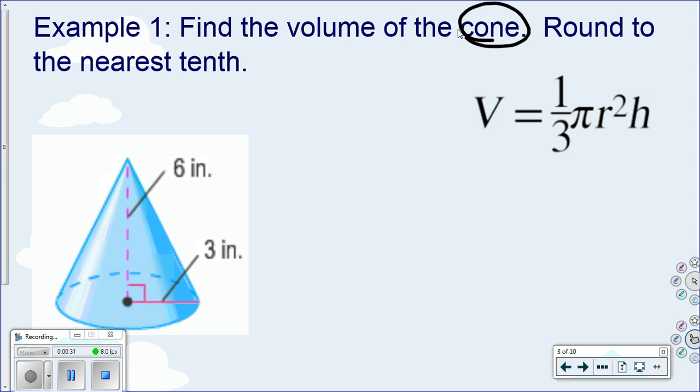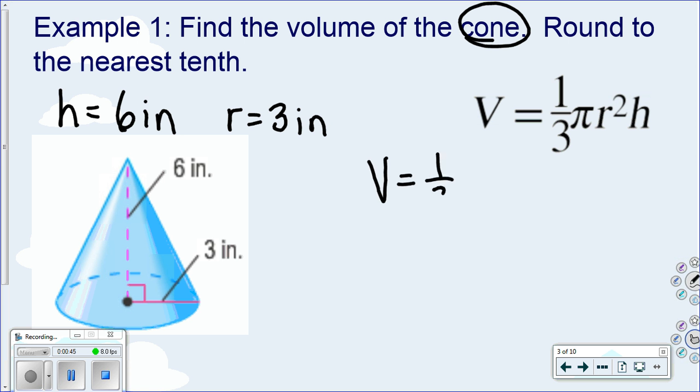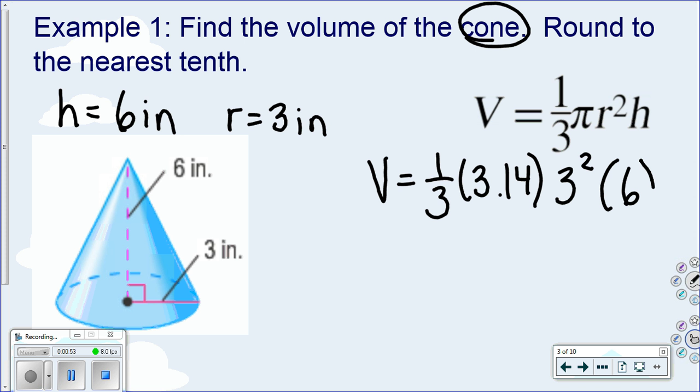And what is the height of this cone? 6 inches. What is the radius of this cone? 3 inches. Here's your formula: 1/3 times pi. And for pi today, we will be using 3.14. The radius is 3 squared times the height of 6. Please use your calculator to solve.